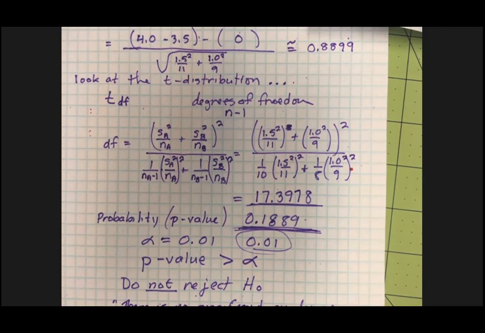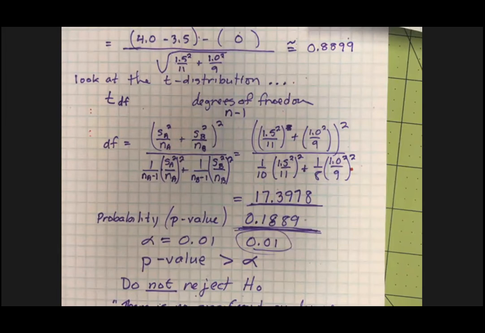So first I could calculate this probability. And notice the calculator says the p-value was 0.1928, the degrees of freedom about 17.3978. Okay, now the calculator is not rounding off as we rounded off on our way to that. So these are approximately the same values. The test statistic, 0.8899, same as mine.